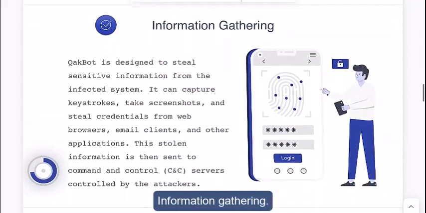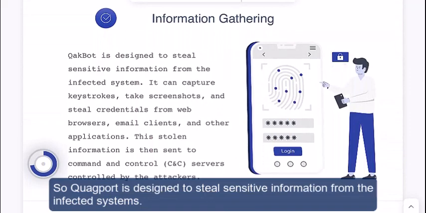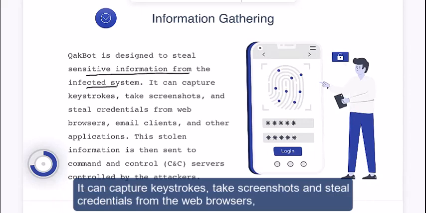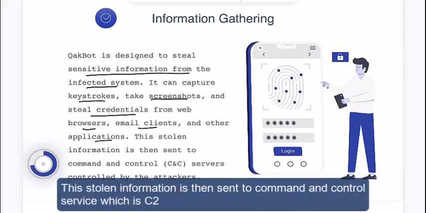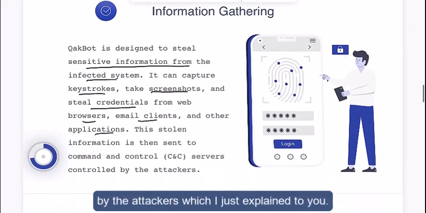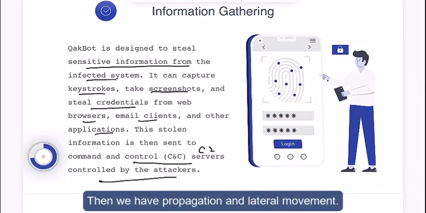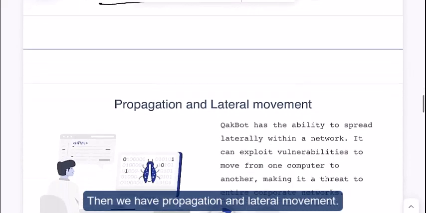Information gathering. QakBot is designed to steal sensitive information from infected systems. It can capture keystrokes, take screenshots, and steal credentials from web browsers, email clients, and other applications. This stolen information is then sent by the attackers to command and control servers, which is C2, right, which I just explained to you.